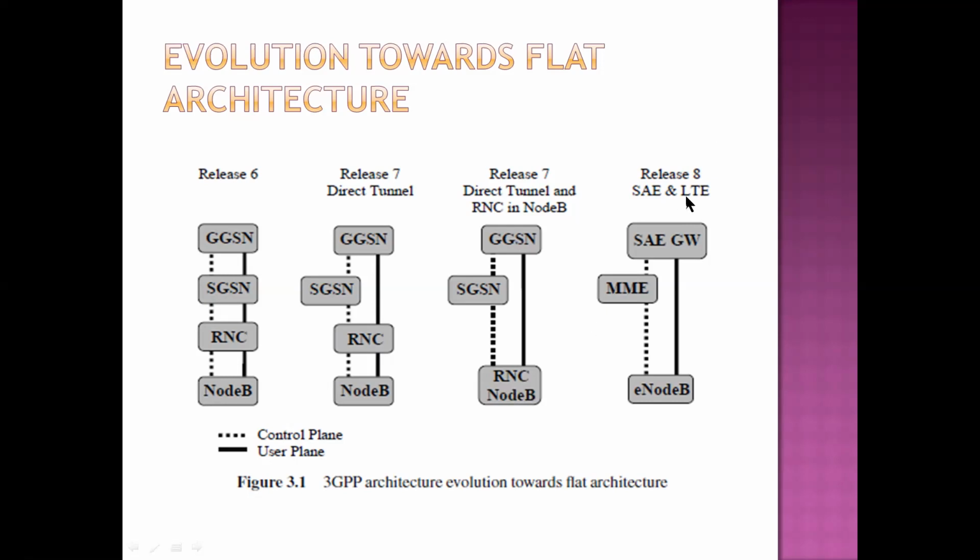After that, when LTE came, they just made RNC plus Node B into eNode B, and they bypassed all these nodes. They just maintain MME for the control plane, for signaling purpose, and for the data plane from eNode B to the S gateway directly.